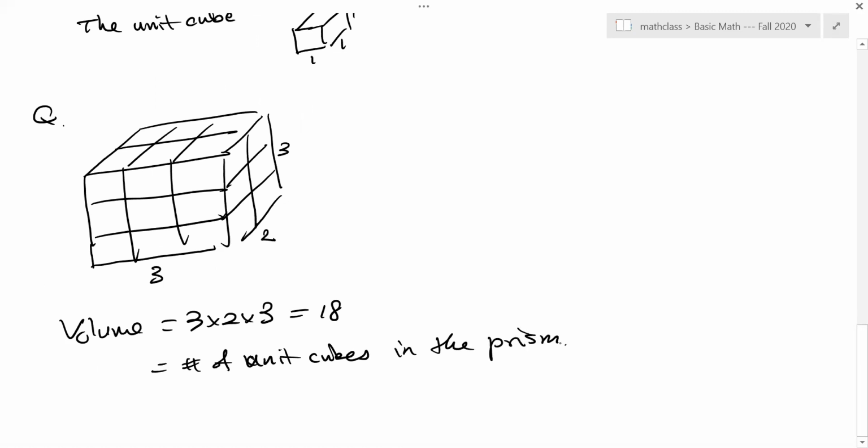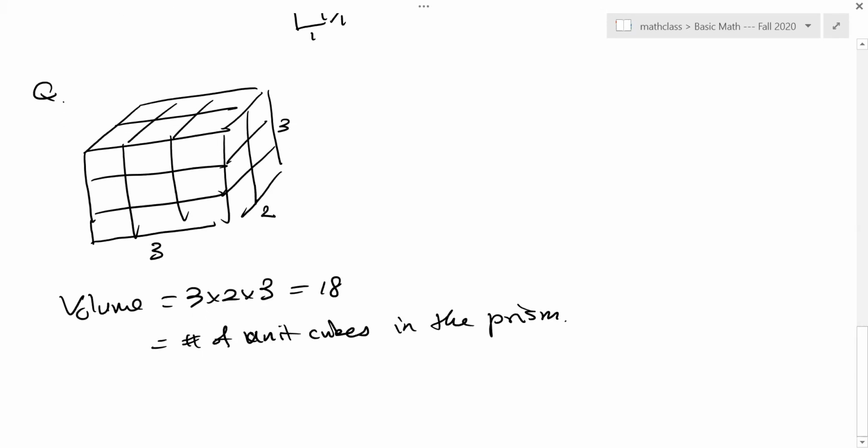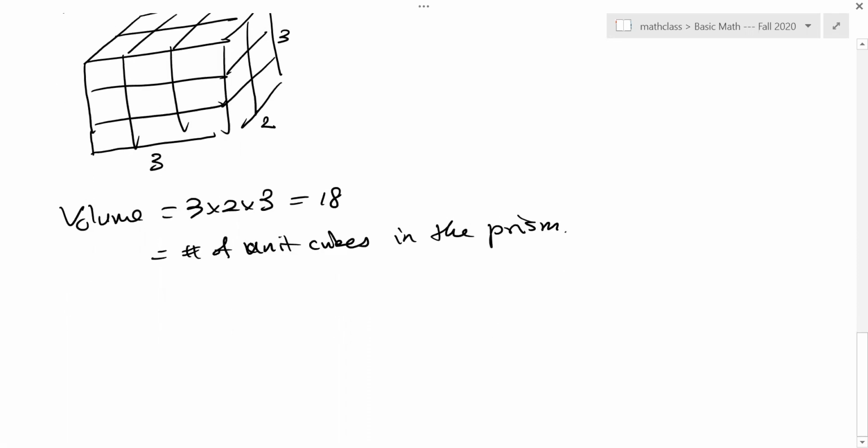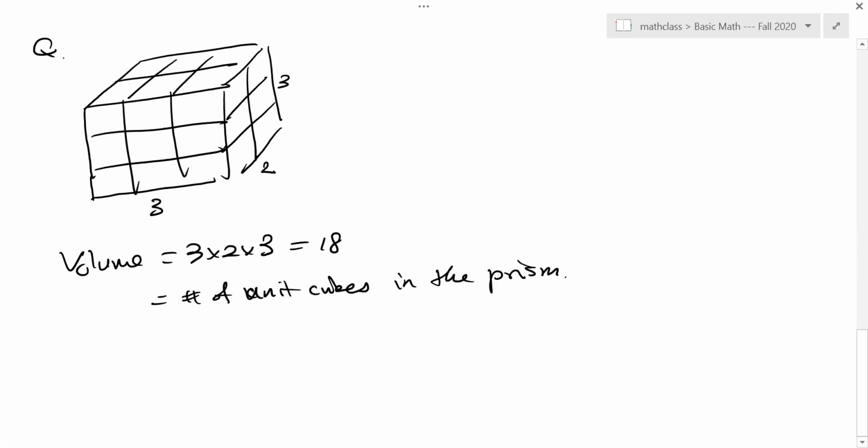And you can count that. How do you count? 3 times 2 is just the number of cubes in the base. Then you have 3 layers, so times 3. Then you get the total number of cubes. So the geometric meaning of the volume basically just tells you the number of unit cubes. Now let's find out what is the surface area.